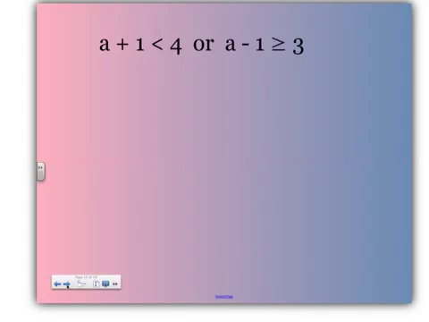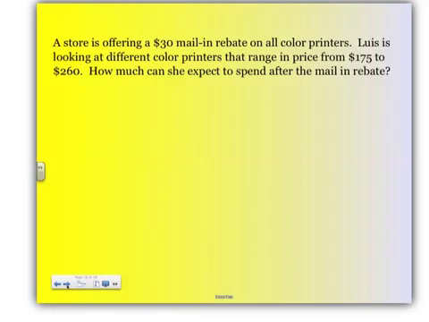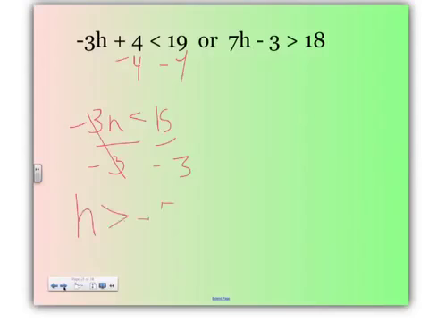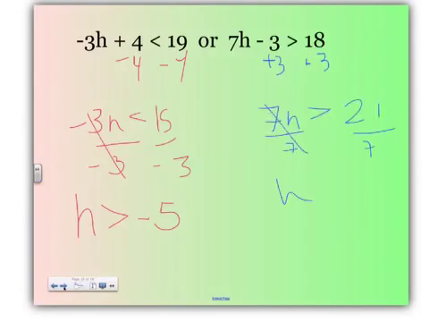And let's take a look at this one. So we have, on this question, two separate inequalities. So I will go ahead and solve them separately. I'm going to go ahead and subtract 4 on this one. So I'll have negative 3h is less than 15. Divide by negative 3, which means because I'm dividing by a negative, I'll have to switch my sign. Then over here, I'll add 3 to both sides. So I'll have 7h is greater than 21. So h is greater than 3.